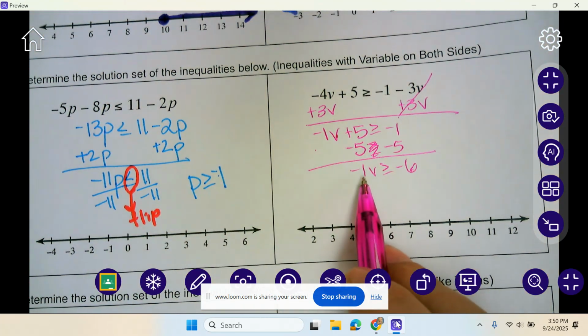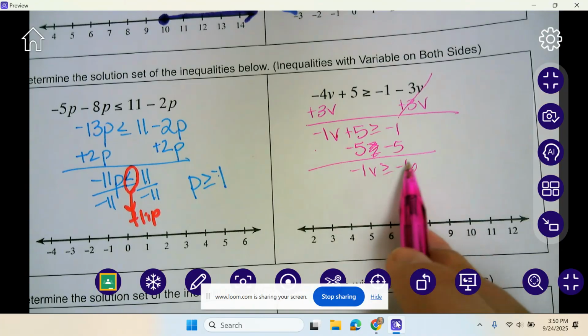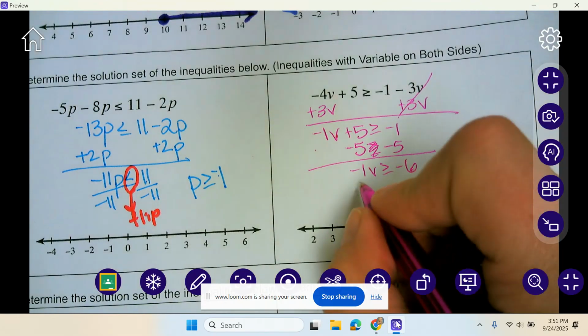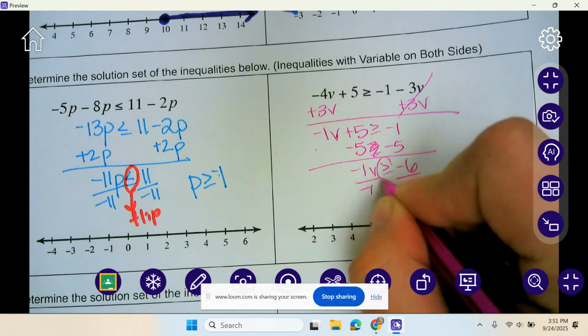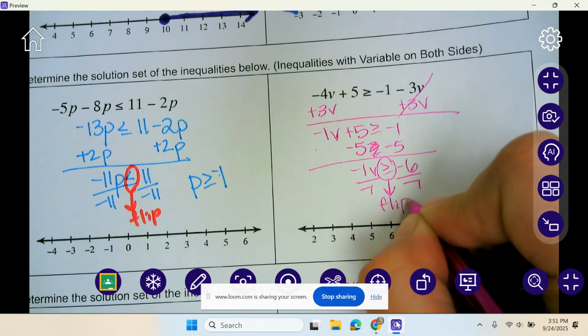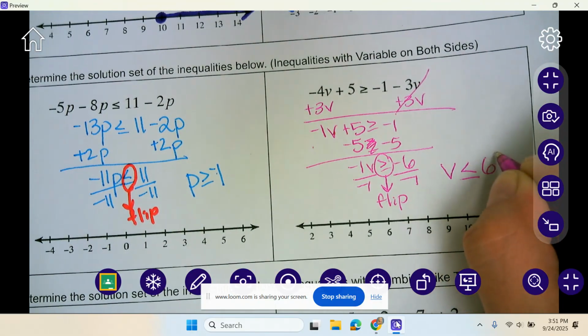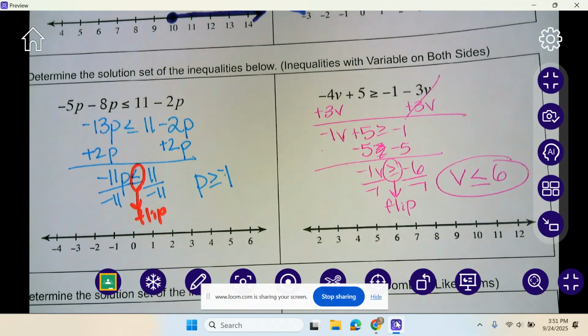And then see how this is a negative 1b? It doesn't matter about my 6 over here. What matters is there's a negative 1 times my b. So when I divide by negative 1, this is going to flip. So I get b is less than or equal to 6. That would be my final answer.